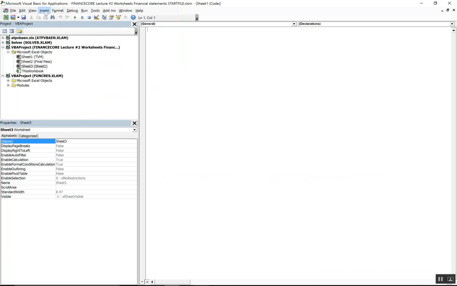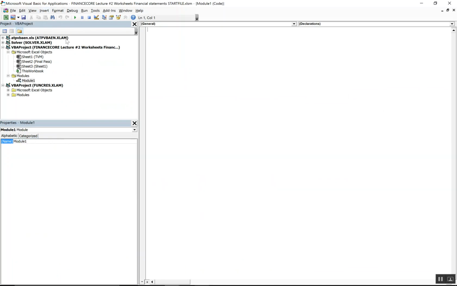Once I'm here, I'm going to insert a module. Not a class module, a module. And this is where we write VBA functions. How we write VBA functions is we write the word function. We put a space and just give it a name. We're going to call this PVGP. Do a little space, open paren, and let's put in the inputs or parameters. R, G, and cash flow.